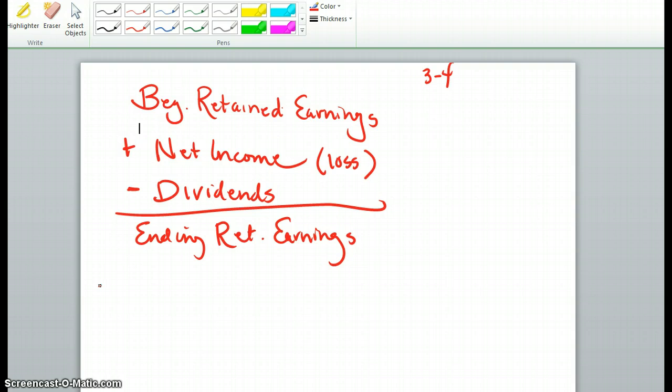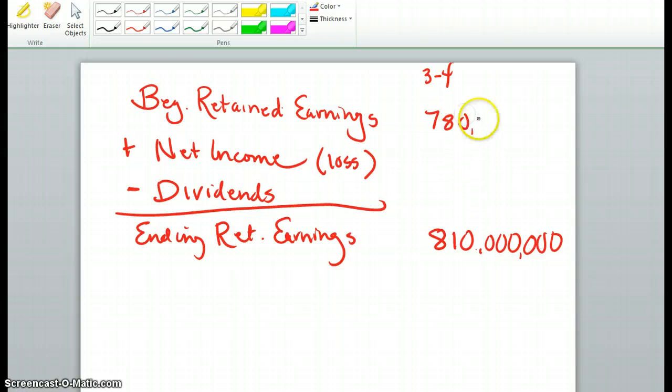And so in this problem, we know that the most recent financials, they reported $810 million in retained earnings. We know what the balance in retained earnings is now. It says the previous retained earnings were $780 million. And so we have beginning retained earnings of $780 million. And it also tells us that they reported $50 million of net income.